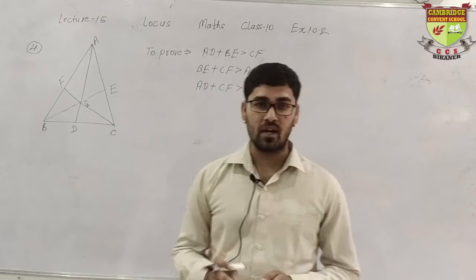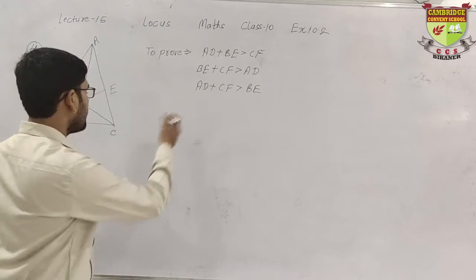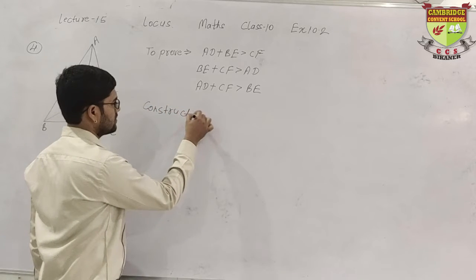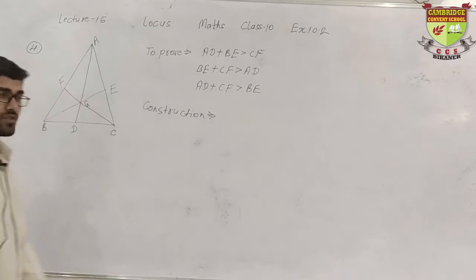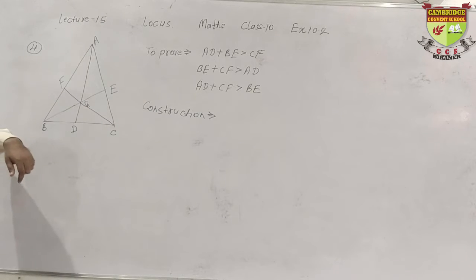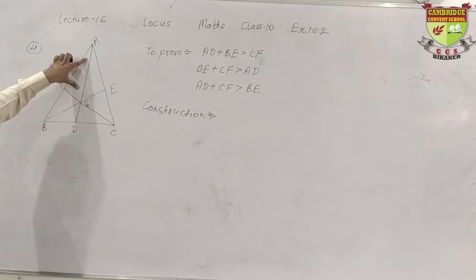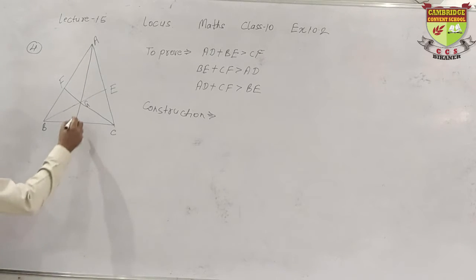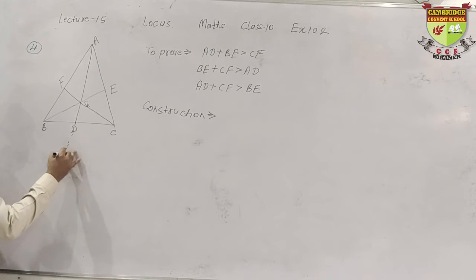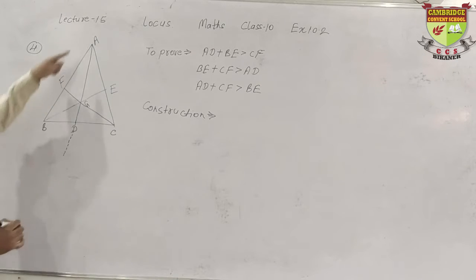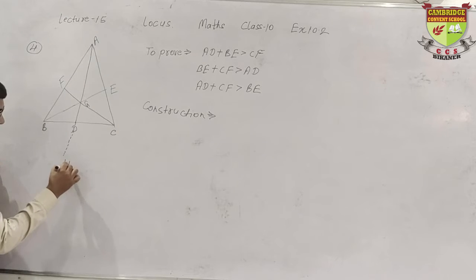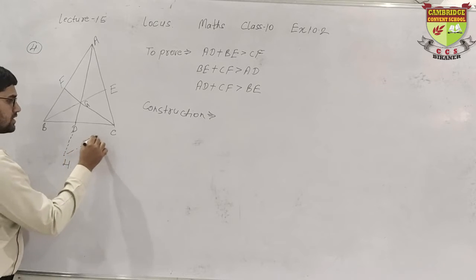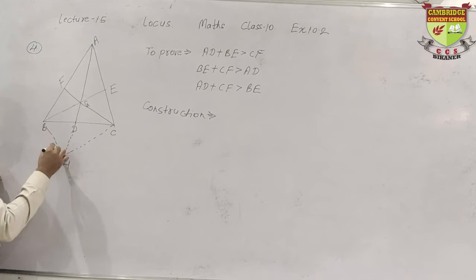Okay, so what is the method? Let's see. Firstly, we need to construct something. Construction. What will we construct? Draw a line of the same size as AG on the further line AD. See, I have drawn a line. Let me name it H, because up to G is here. Now this is H. Join H with C and B.